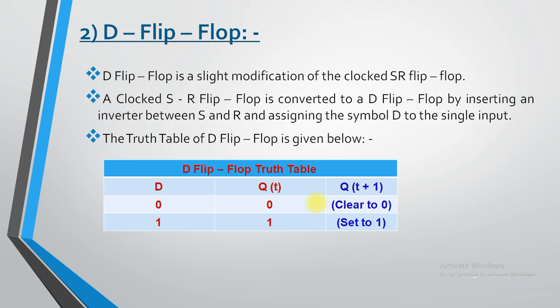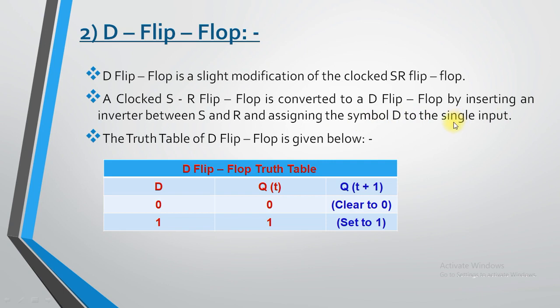So there is a slight modification in the SR flip-flop. In the SR flip-flop you have two input variables, but over here, in the D flip-flop, you have only one input variable, which is represented using D. The D flip-flop is a slight modification of the clocked SR flip-flop. The clocked SR flip-flop is converted to a D flip-flop by inserting an inverter between S and R and assigning the symbol D to the single input.